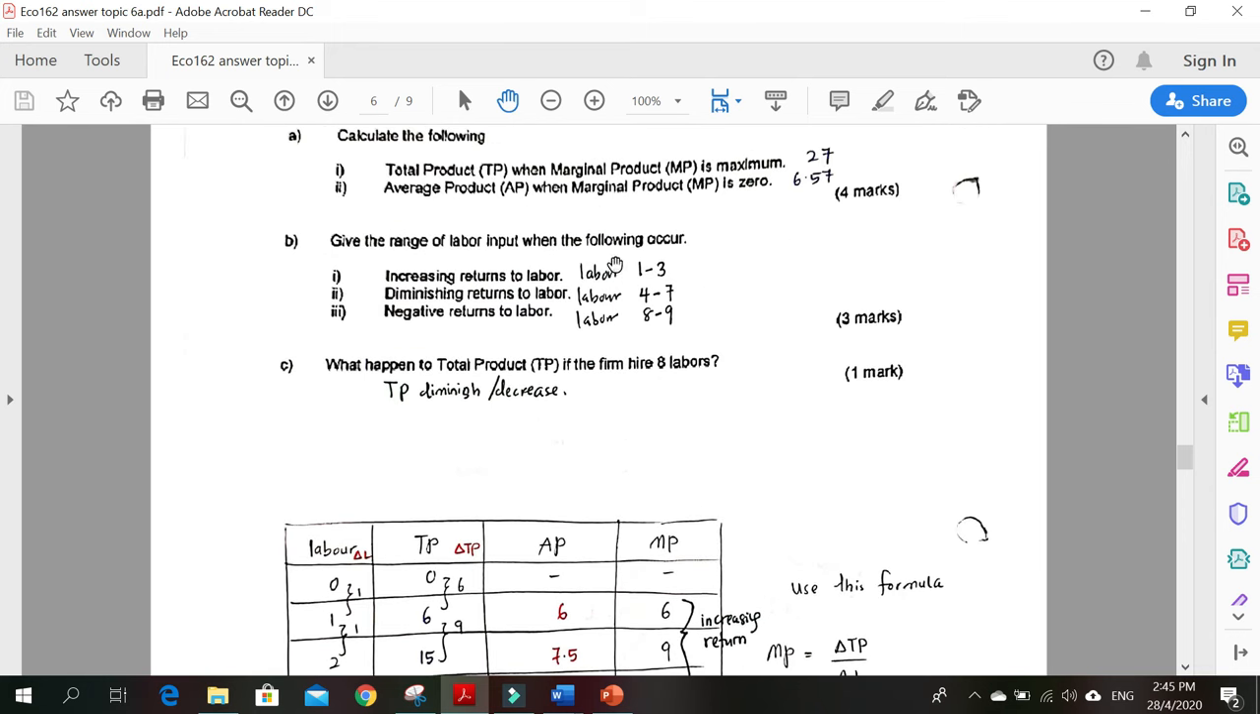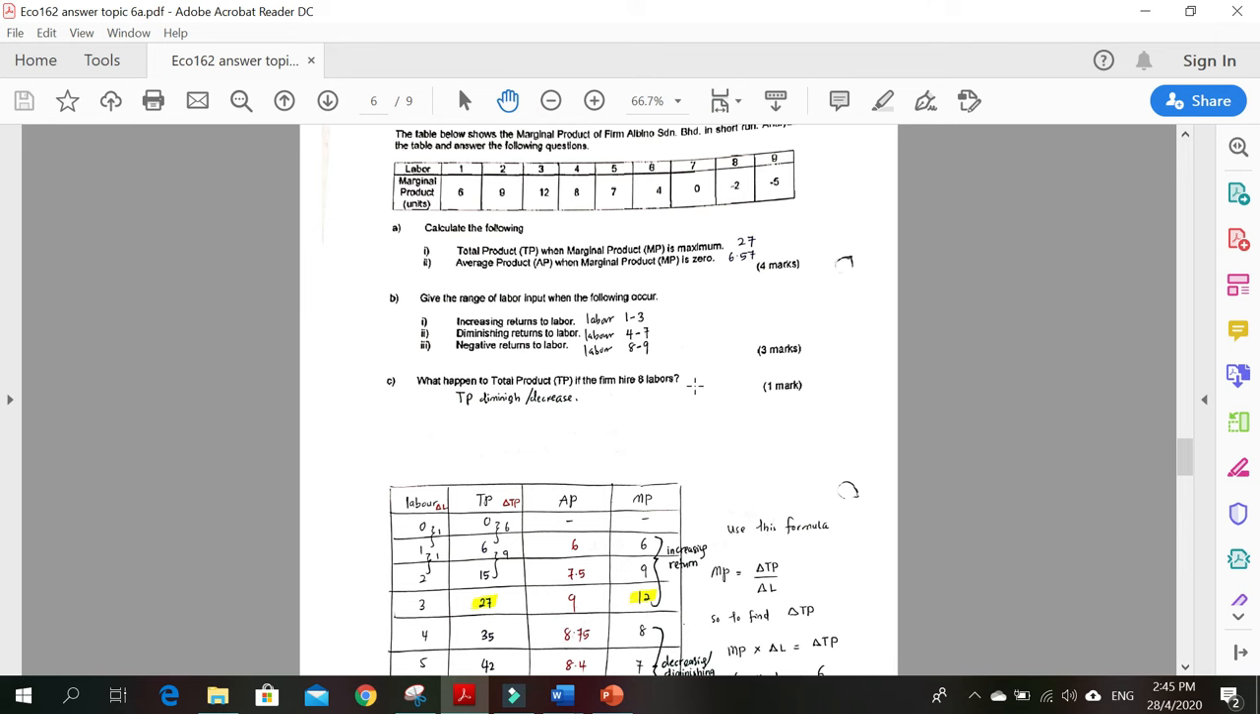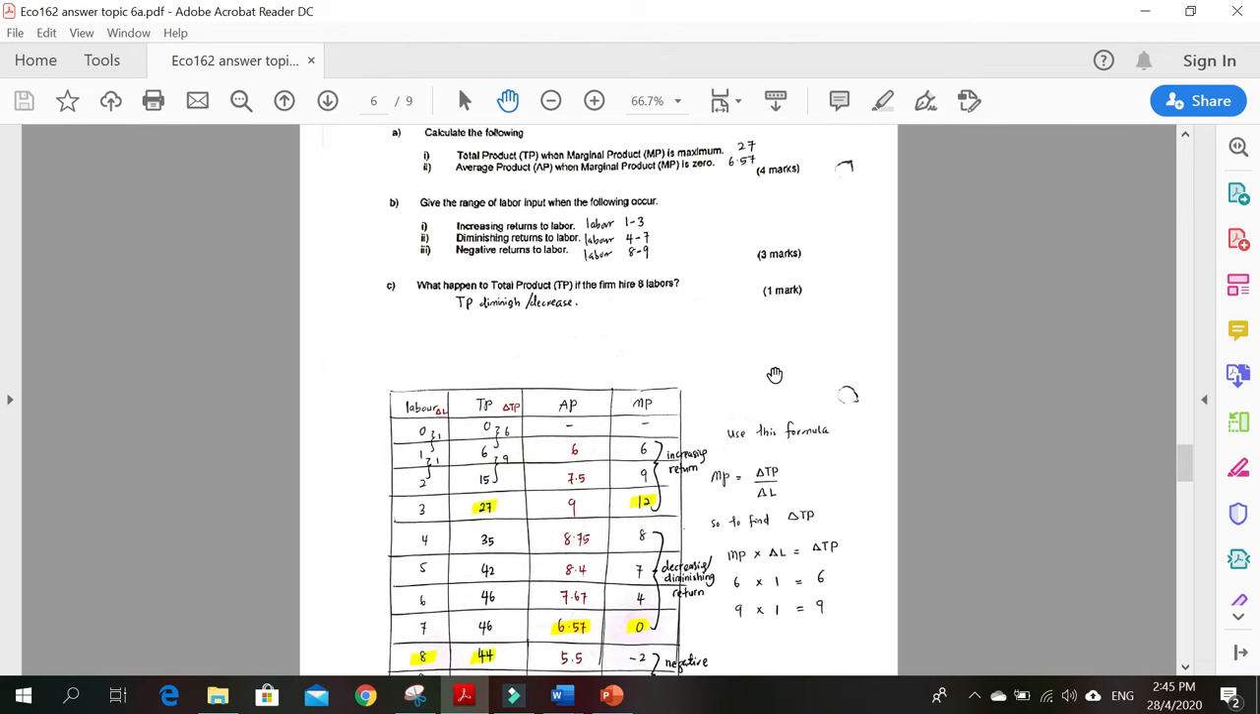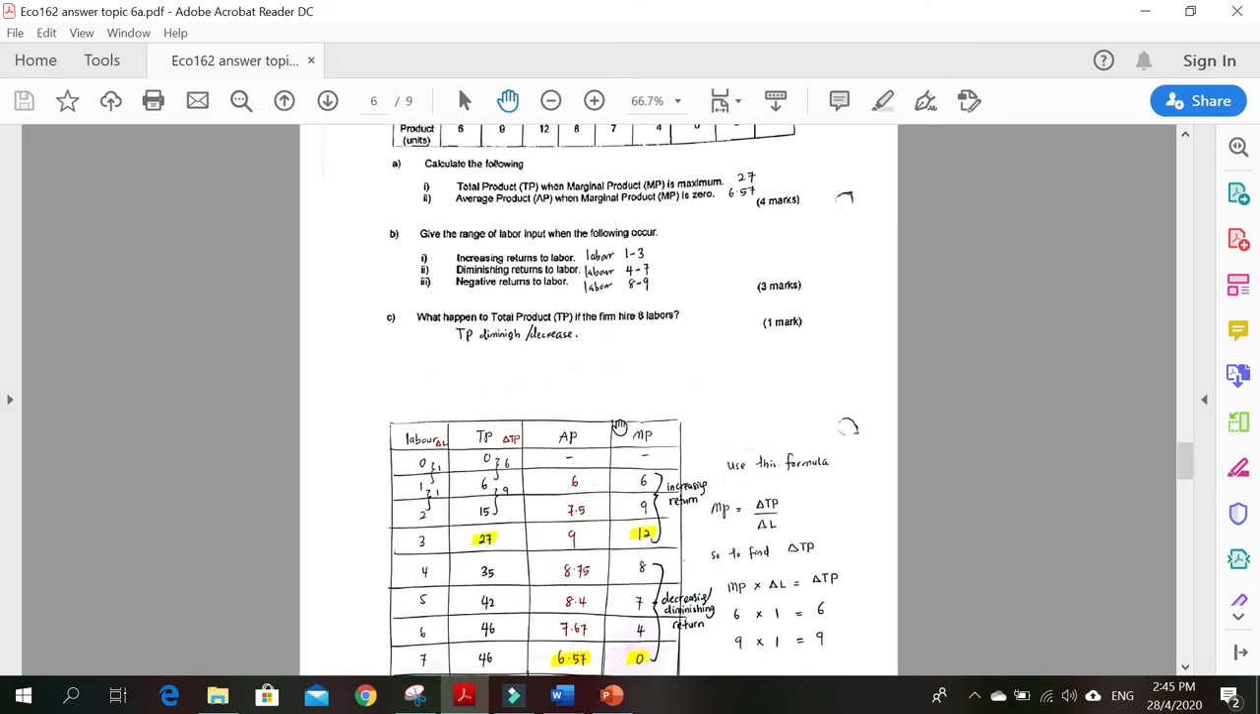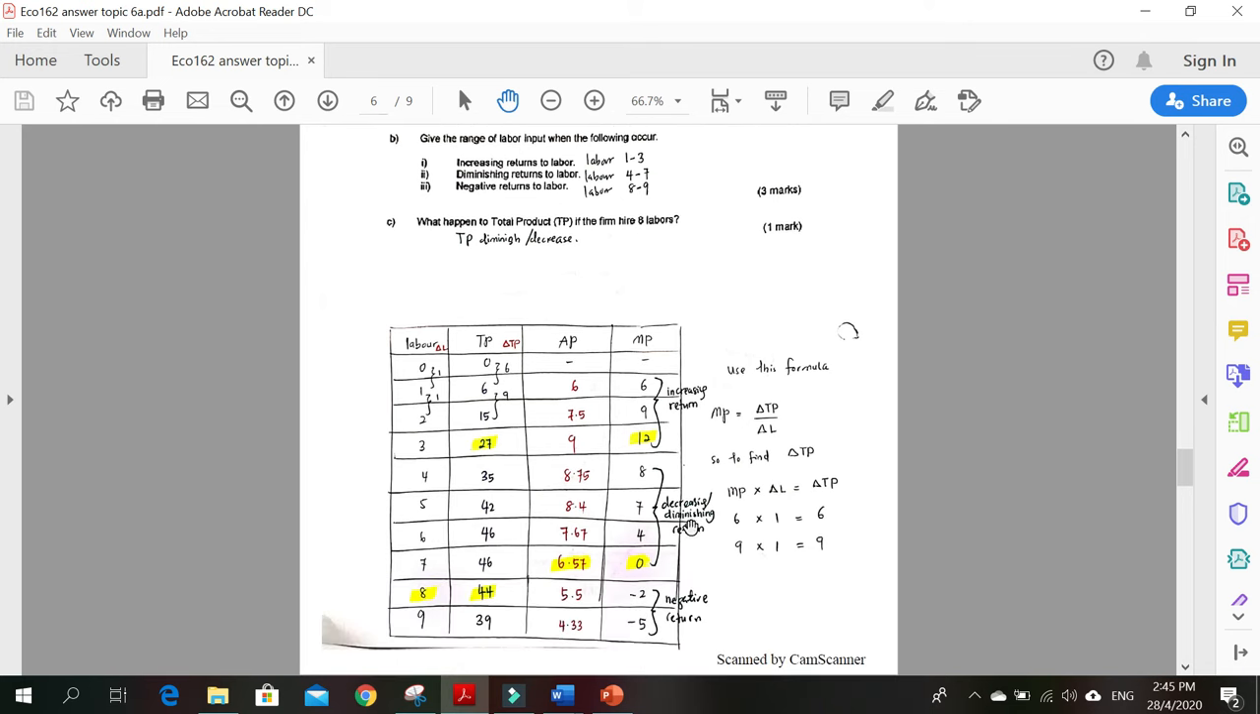Okay. So next is, dia kata, calculate the following. Total product when the marginal product is maximum. So sekarang ni, cuba tengok marginal product nilai paling tinggi sekali. Maximum value is 12, right? So nilai total product masa tu 27. Average product when marginal product is equals to 0. Masa marginal product equals to 0, berapa kan nilai average product? 6.57.